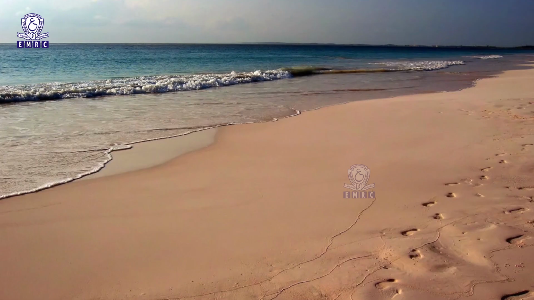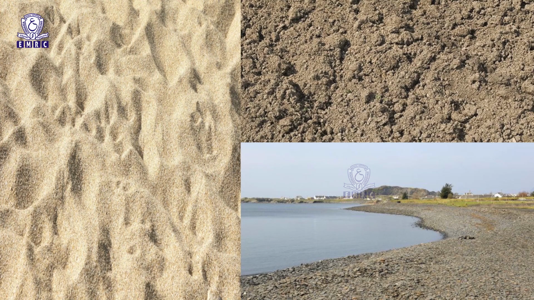Deposition. Sediments transported along the shore are deposited in areas of low wave energy and produce a variety of landforms. Different types of sediments are deposited along the shoreline. The deposited materials include unconsolidated materials like sand, silt, shingles, etc.